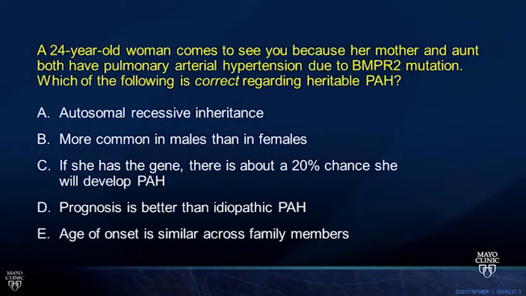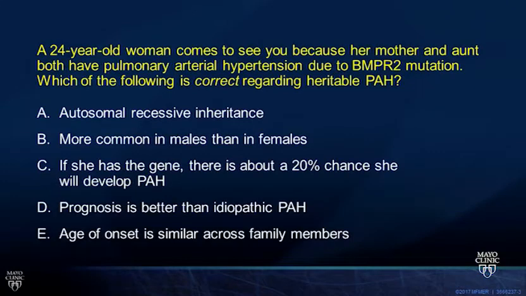So the first one, you have a 24-year-old woman who comes to see you because her mother and aunt both have pulmonary arterial hypertension due to a BMPR2 mutation. So now we're getting into the genetics, which is important in this area. Which of the following is correct regarding heritable pulmonary arterial hypertension?